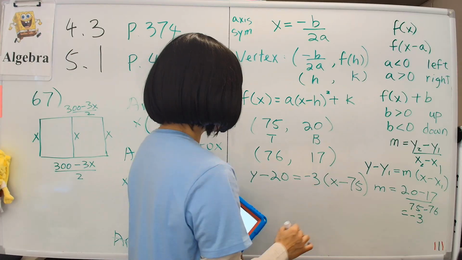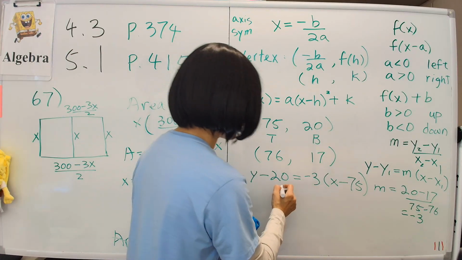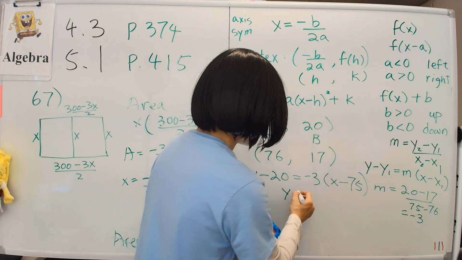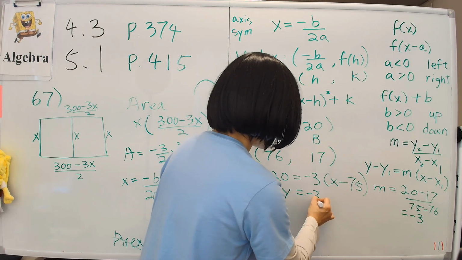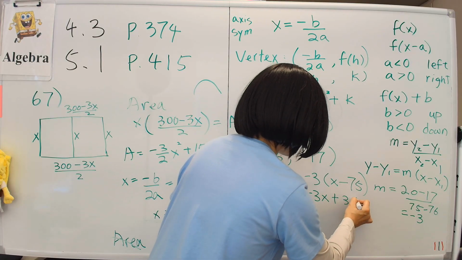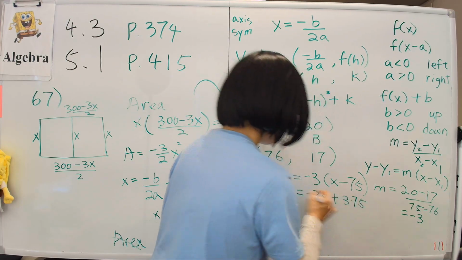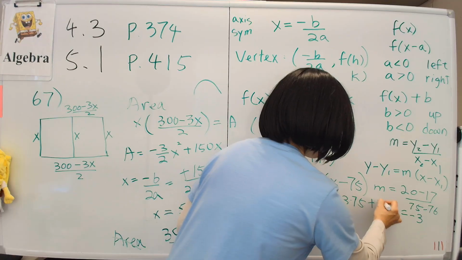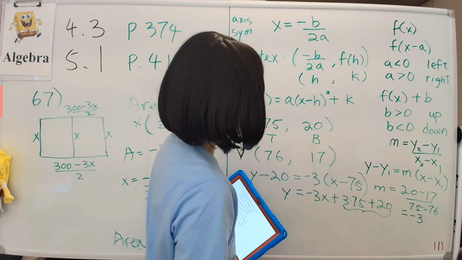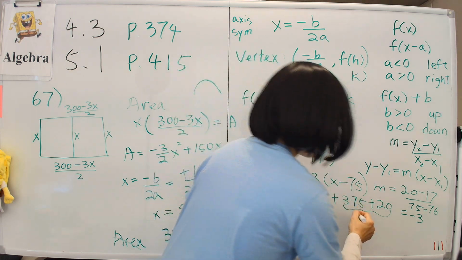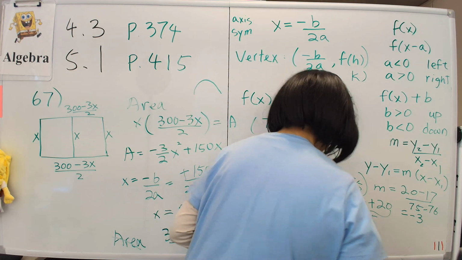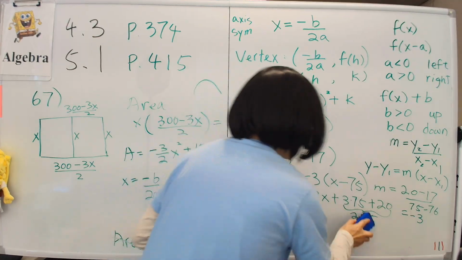And so here's the equation, which we will clean up a little bit. So y stands for the bushel, okay? y equals minus 3x, plus 3 times 75, we'll multiply that later, and then plus 20. Okay, which is 3 times 75 is 225 plus 20. That makes it 245, I believe. So we'll write that down for now.